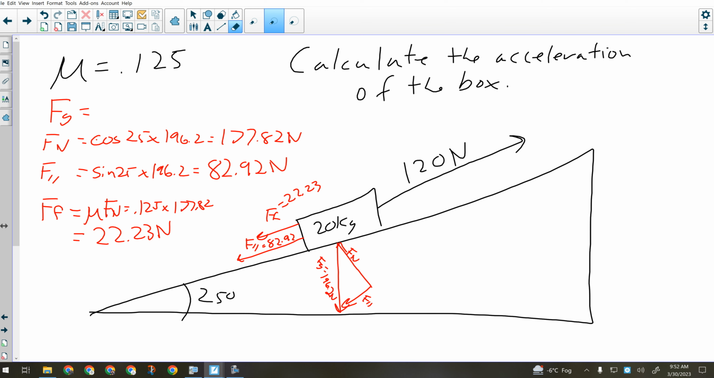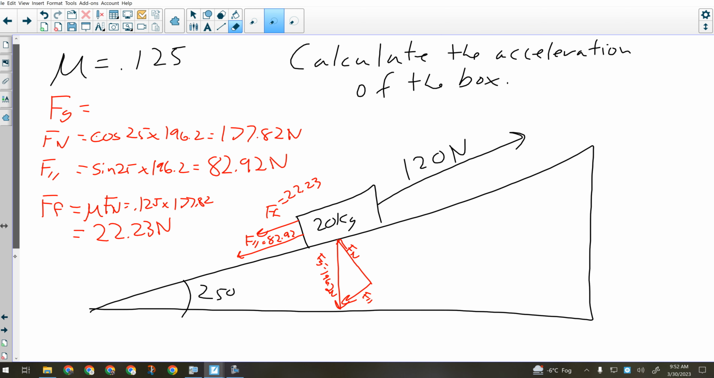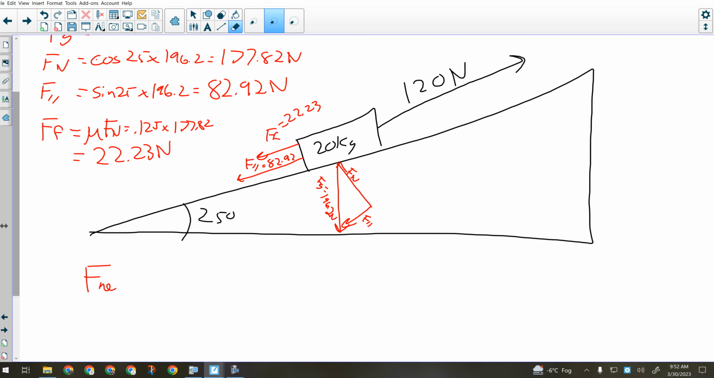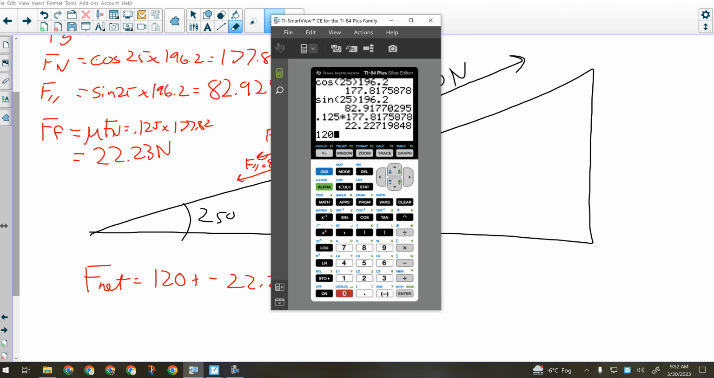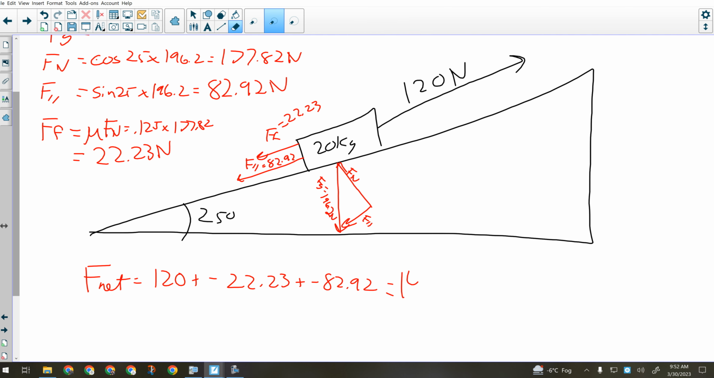What can I calculate now? I can calculate F net now. So I'm going to do the vector sum of all forces. We're going to have 120 plus negative 22.23 plus negative 82.92. My net force ends up being 14.86 newtons up the ramp, because it came out positive.